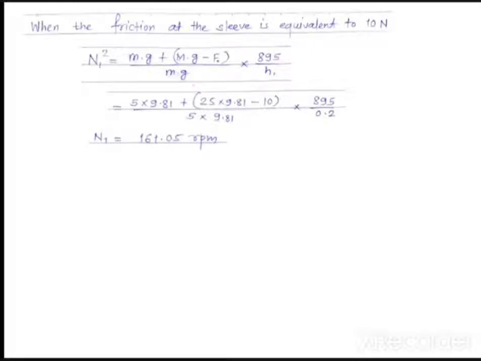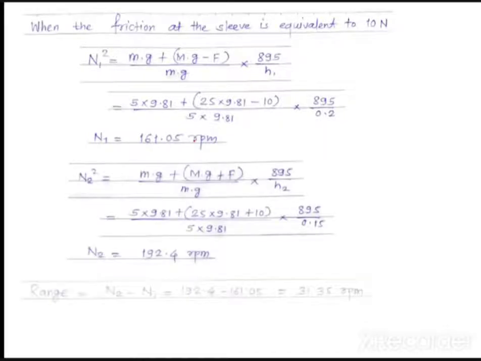Now we know that F is in Newton. That is why, instead of writing only m and capital M, I am writing mg and capital Mg, multiplying with g. That is the reason. So you are getting N1. Similarly, what is the formula for N2? Your N2 is the same, with plus F. There is not much change, you just have to add plus F. You are getting N1, N2, and the range.